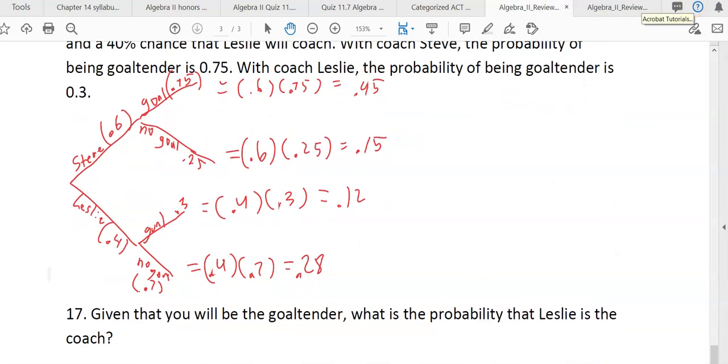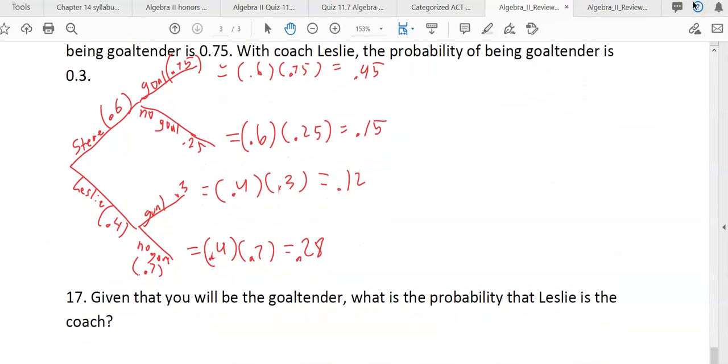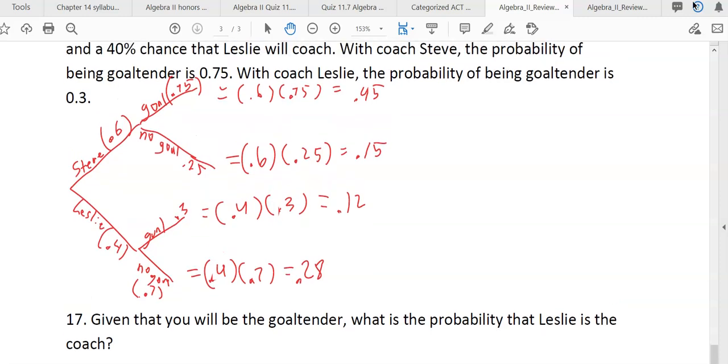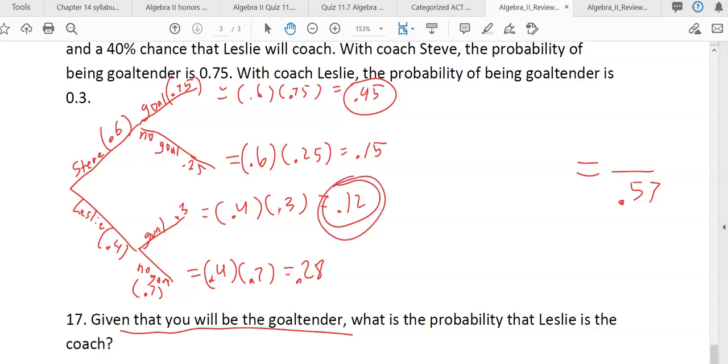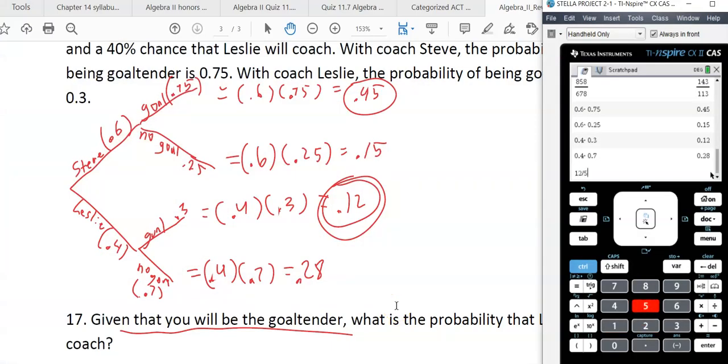Let's answer the questions now. Given that you be goaltender, what is the probability that Leslie is the coach? So given that I'm goaltender, that's the given, so that's my denominator. Goaltender would be this and this, right? So if you add that up, that's 0.57. So the denominator is 0.57. And the numerator is what's the probability Leslie is the coach. So Leslie's coach for this one, so that'd be 0.12 over 0.57, or 12 divided by 57 if you want to do it the fast way. 12 divided by 57 is 4/19, which is the answer.